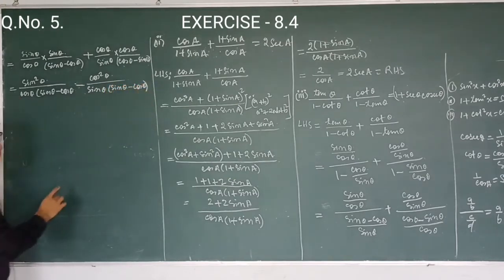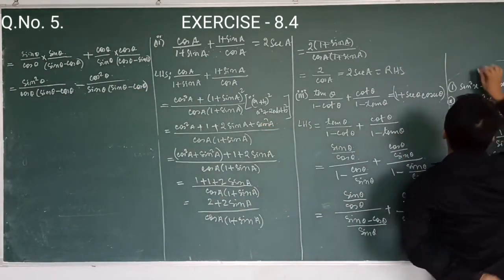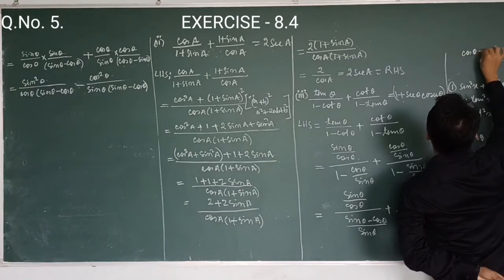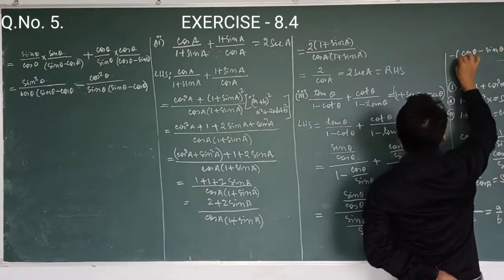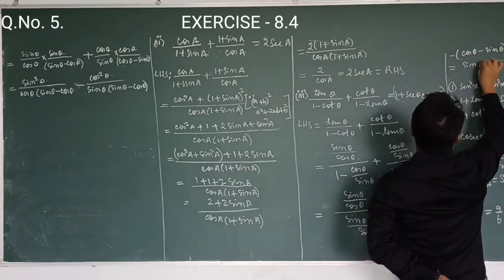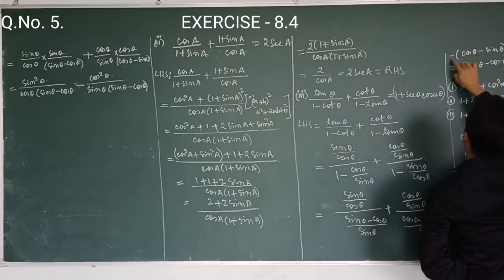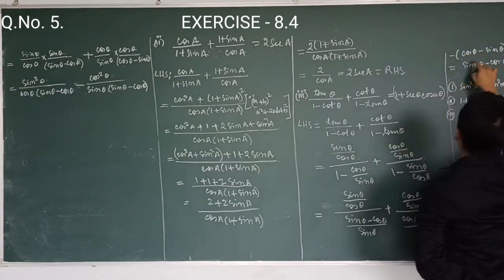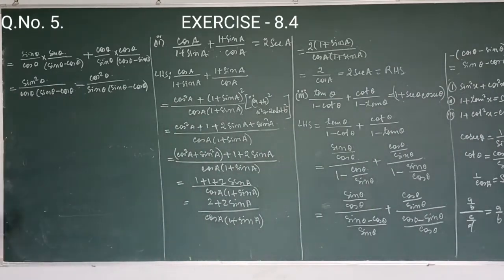Okay, so how I will show here. So sin theta cos theta sin theta. If I take minus common here, then I will write it this way, sin theta minus cos theta. This minus will multiply inside, this sin theta and this minus cos theta. Okay, so now here we are doing the same.